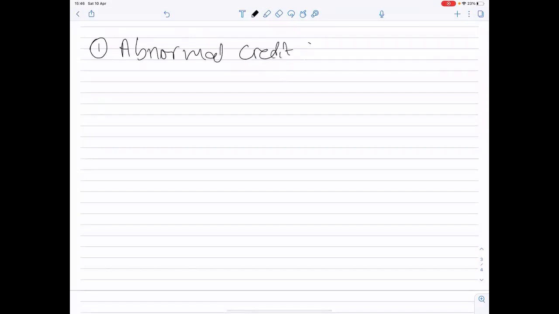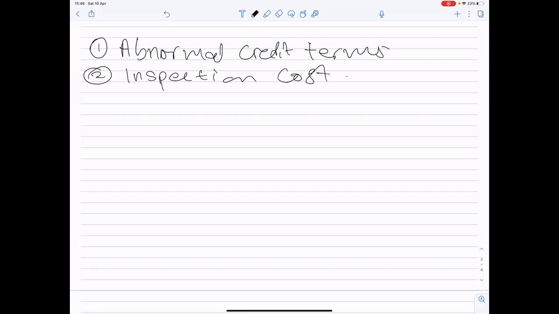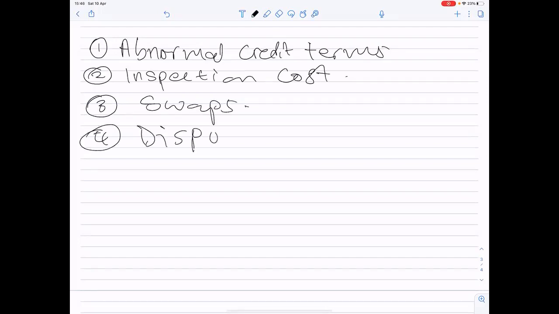Right, we can look at number one, abnormal credit terms. We have to look at that in the coming week. We also have to look at the inspection cost whenever there is going to be an inspection, we can look at the swaps, and look at the disposal of assets altogether. Then as we move, we'll be looking at other things there. So first thing to look at, you can look at that if you are alone at home: abnormal credit terms, inspection, any swaps, and any disposal of an asset, how we are going to be disclosing it in the annual financial statements.